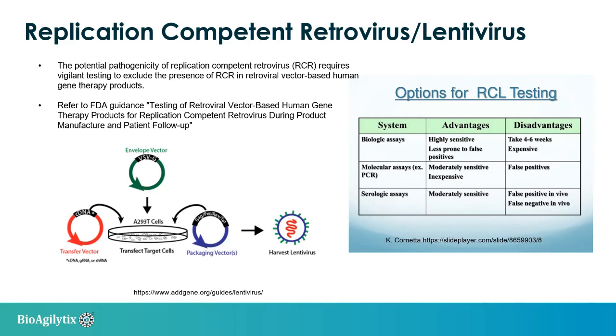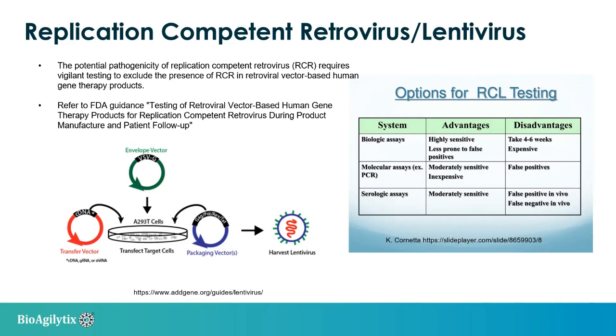However, it is time-consuming. It can take up to 4 to 6 weeks to get the results. Molecular assays, either qPCR or digital PCR-based, detect the gene sequence of the virus. These genes, for example, the envelope gene, VSV-G for lentivirus, or GALV envelope gene for gamma retrovirus, have to be integrated into the host cell genome during virus replication.